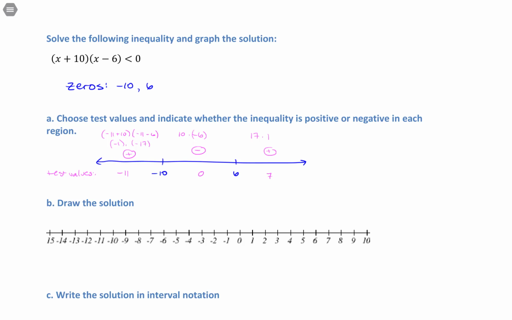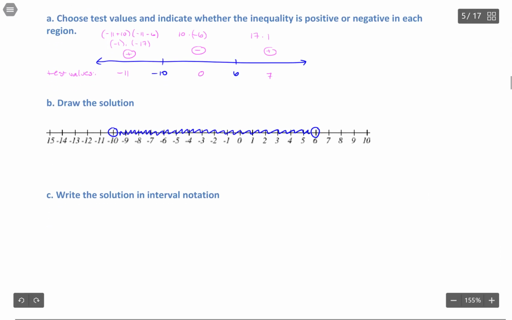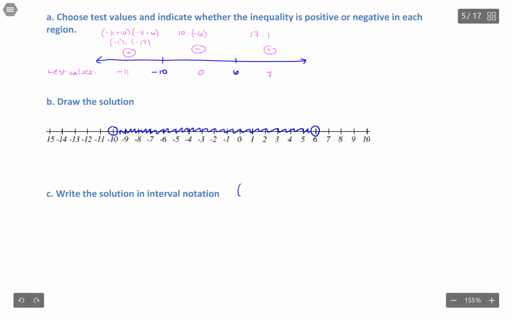So the solution here for all the combinations of values that are less than 0 are all the numbers between -10, but not including -10, to 6 and not including 6, and all of those values in between, because those are the ones that are less than 0. So the solution in interval notation is the set from -10 to 6, non-inclusive.